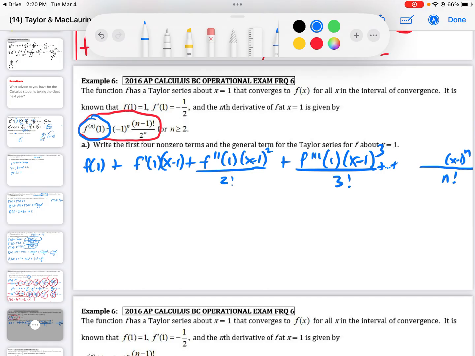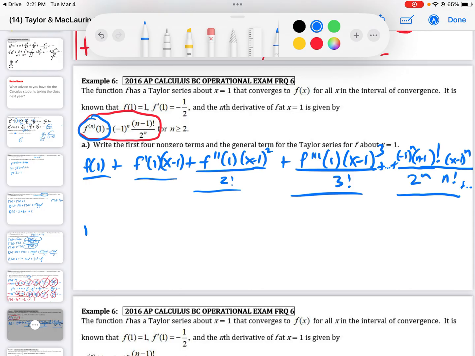So that's the general part, but it'd be times the nth derivative, right? The nth derivative is given by negative 1 to the n times n minus 1 factorial all over 2 to the n. And then I would say plus dot, dot, dot at the end. I just ran out of room. All right, so first 4 non-zero terms, 1, 2, 3, 4, plus dot, dot, dot, the general term, plus dot, dot, dot. Now she's finding the numbers.